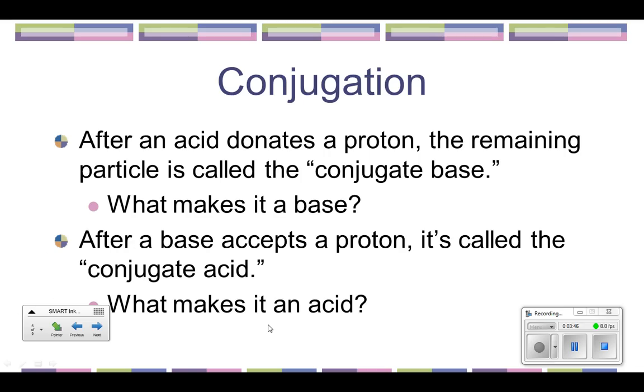And so after a base accepts a proton, then it's called the conjugate acid, and it's an acid. If you think about that again for a minute, it's an acid because it will then give up that hydrogen that it has just accepted. Okay, so we're going to move forward in the next video and look at some examples of how we can apply the Bronsted-Lowry model to some situations.